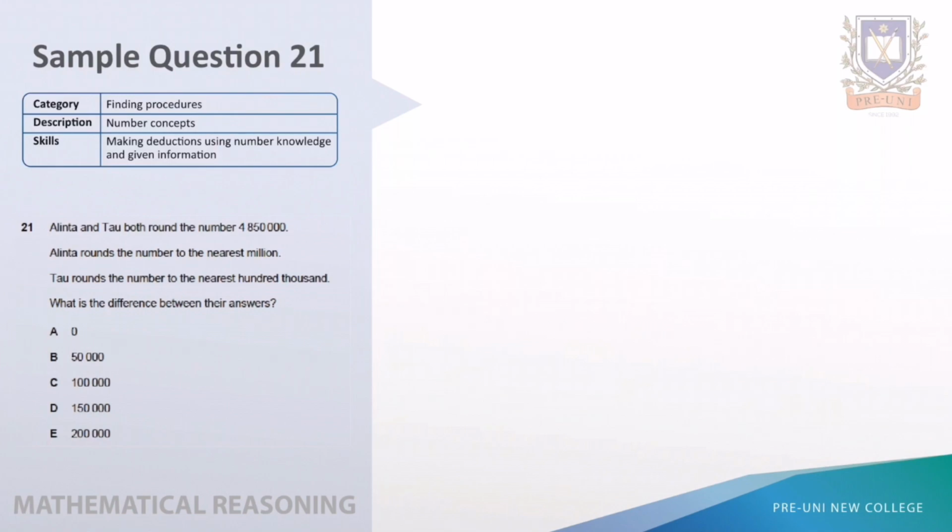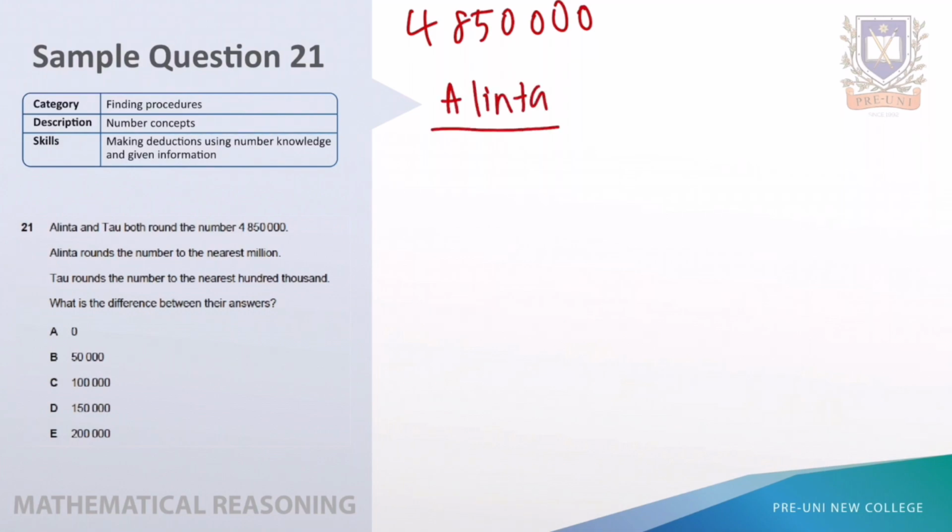So again, this number type question is quite common, where you have 2 separate pieces of information, and then you can use them together, combine it, to find what the question is asking you to do. So we can firstly look at Alinta's situation. So we have 4,850,000. Now for Alinta, we know she rounds to the nearest million. So the nearest million would be 5 million.